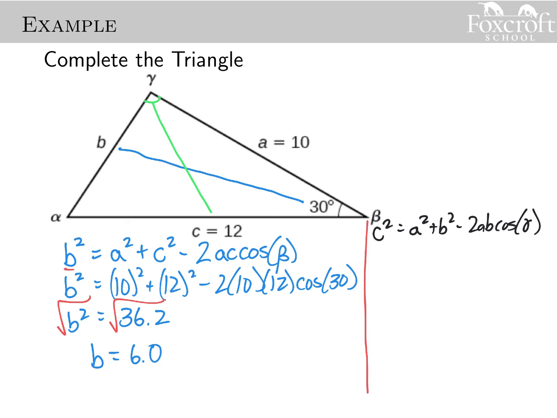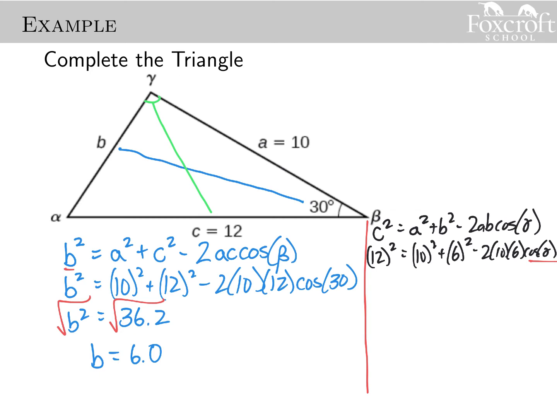And again, we know a lot of this stuff. Now we know C is 12, A is 10, B we just figured out is 6. But this problem's a little bit different because we can't just type in the whole right-hand side, because one of the things we don't know is what gamma is. But what we're going to end up doing is getting cosine of gamma by itself, and then we can use inverse trig to our advantage.